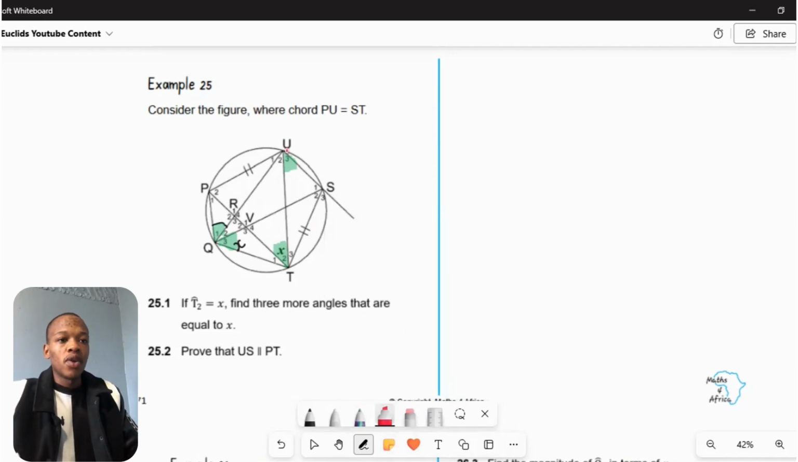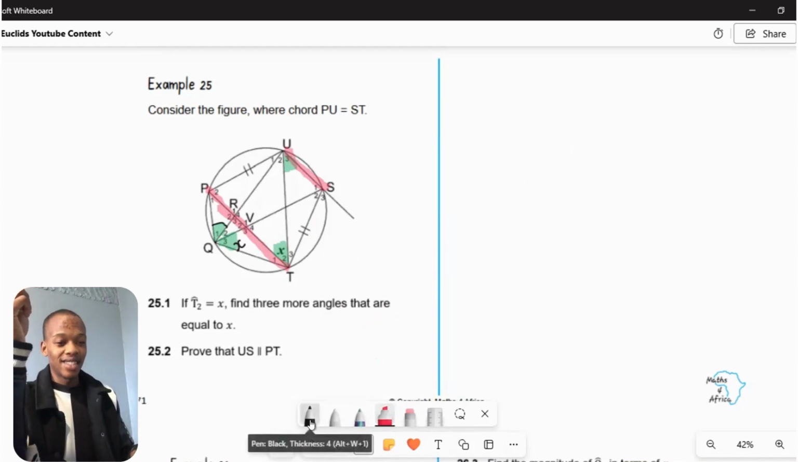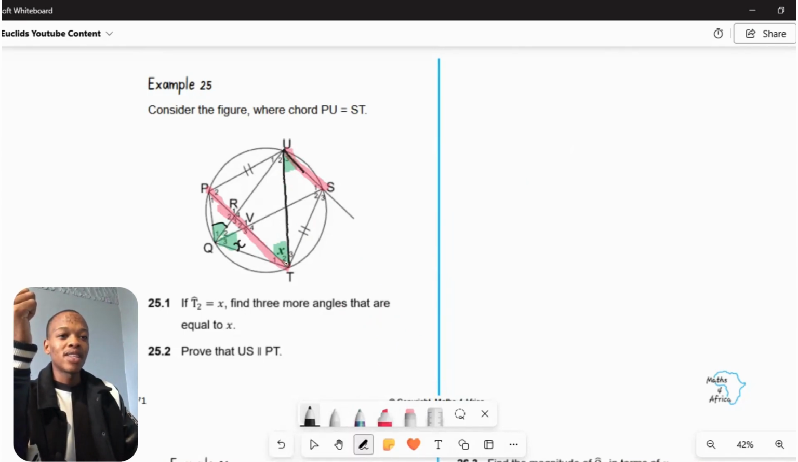So we're supposed to prove that US, there is US, let's highlight the line US, parallel to PT. So how are we going to prove that? Is it possible to prove making use of corresponding? It's complicated. Is it possible to prove making use of co-interior? Nah, it's complicated. Is it possible to prove making use of alternating angles? Yes. Do we have a Z? Yes, we do have angles that are forming a Z. And they are already proven. They are already proved as equivalent to X.